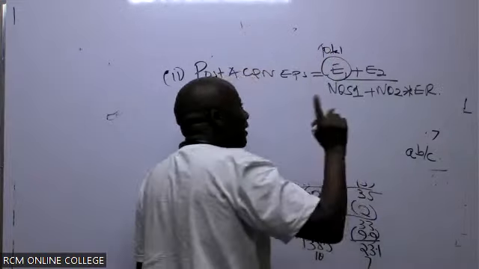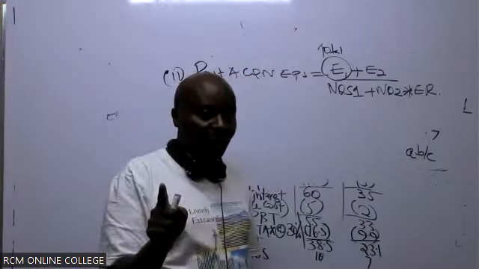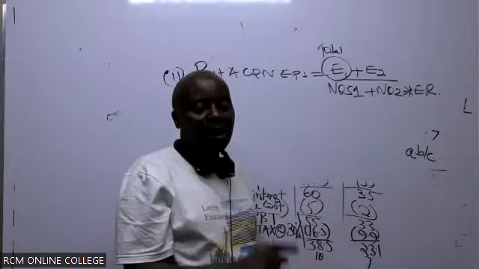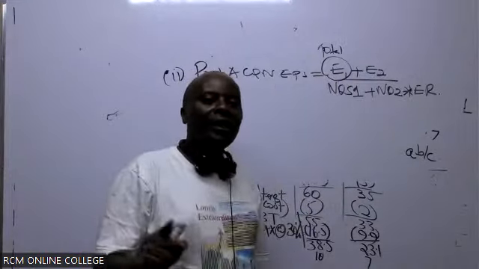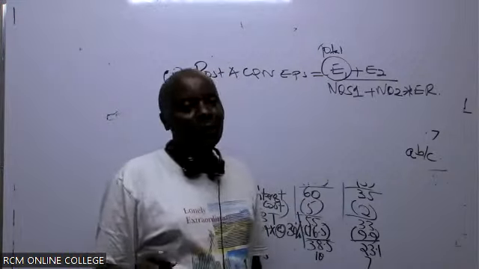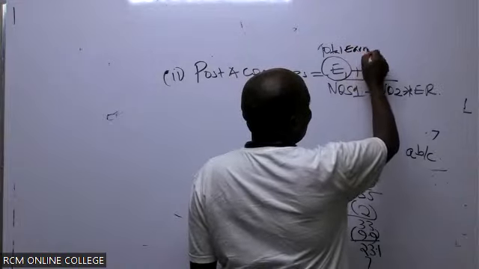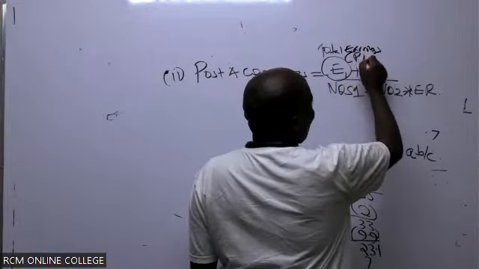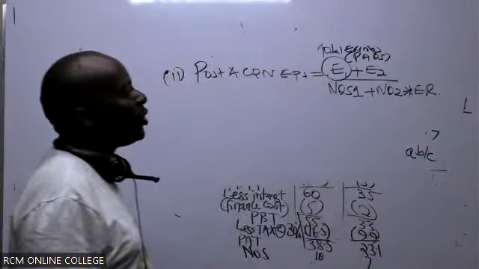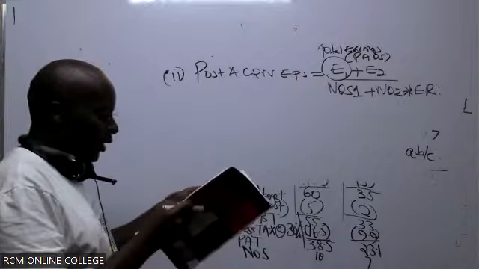I've always seen that over 30% of the candidates who write this paper will take this as EPS, and then they get zero, they fail. And then they keep on blaming KASNEB, blaming everybody else except themselves. So this is total earnings, what we call the PAOS, profit attributable to ordinary shareholders.